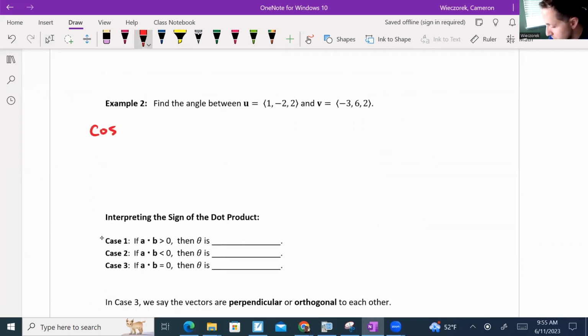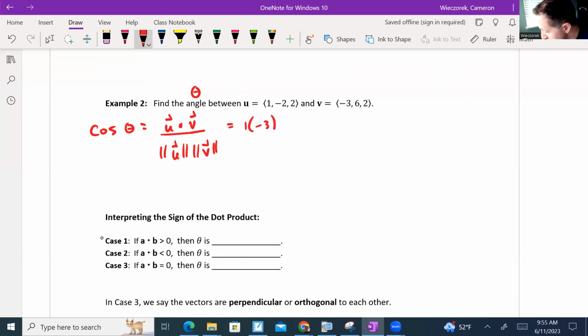Find the angle between u and v. Okay, so let the angle be theta. Cosine of theta is going to be the dot product of u and v divided by the magnitude of u times the magnitude of v. You can compute these within the formula, or if you want to do some of your algebra off to the side, it doesn't matter to me, just stay organized. So if I do u dotted with v, I'm going to get 1 times -3 minus 2 times 6 plus 2 times 2, taking the sum of those products of the components of the vectors.